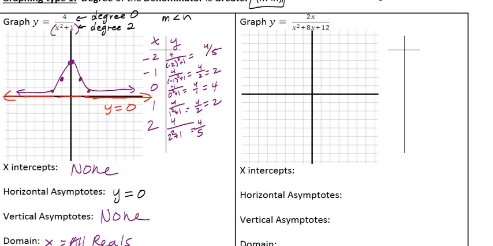So this time, on top, I've got a 2x, and 2x is really like 2x to the first, so the top has a degree of 1. The bottom, again, has x squared, so that's a degree of 2. All right, so I just figured out that top degree is less than the bottom degree.